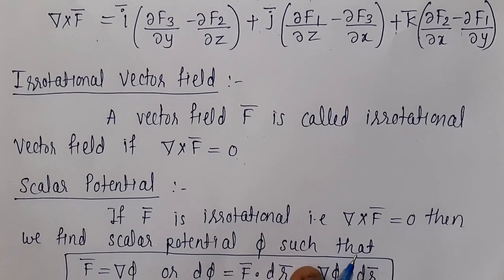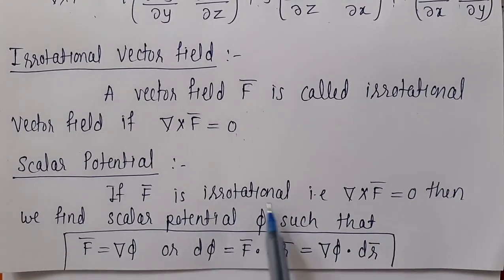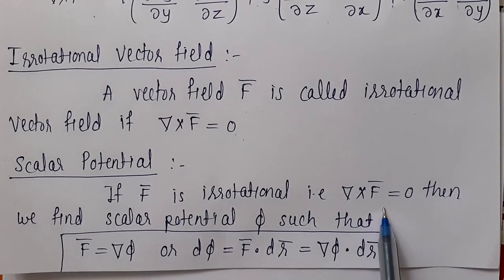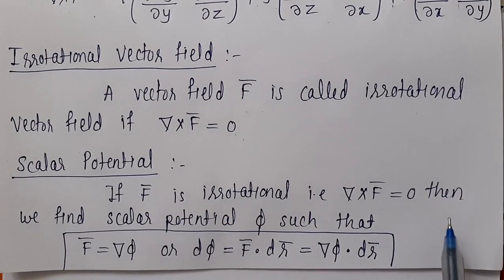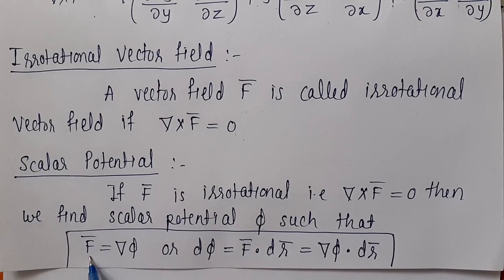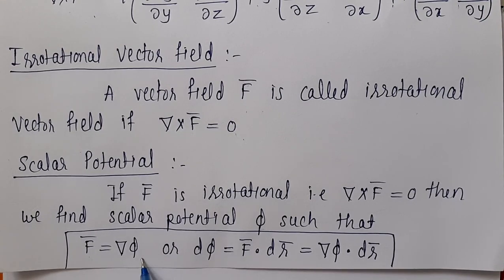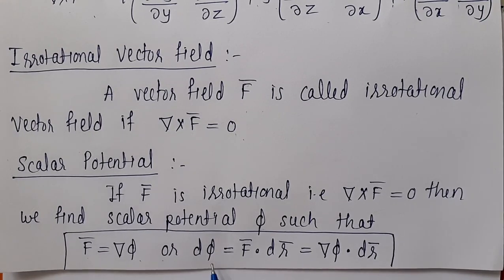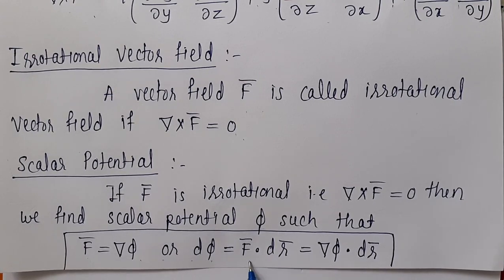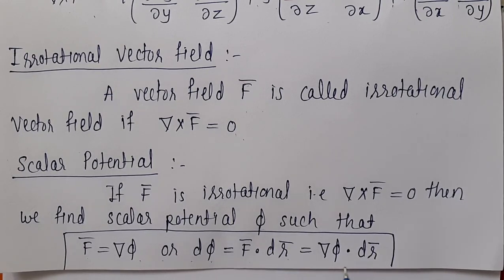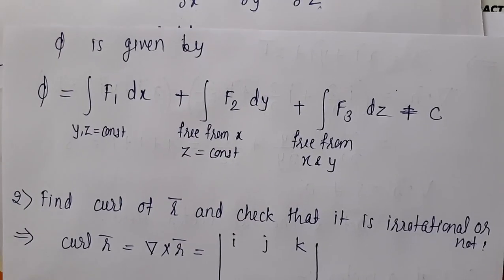So the scalar potential: if f is irrotational, then del cross f is equal to 0. Then we get the scalar potential phi by using the relation f is equal to gradient of phi. It is also written as d phi is equal to f dot dr, or as del phi dot dr, which is equal to d phi. So we see one example.